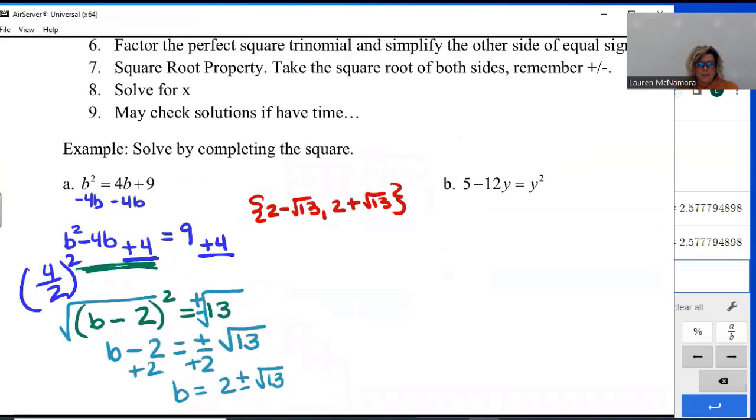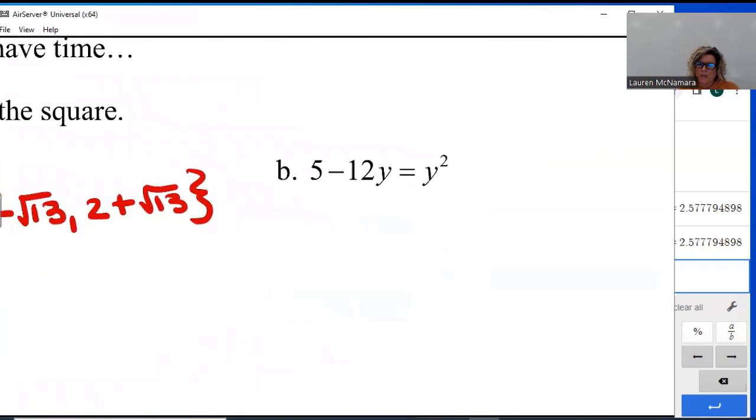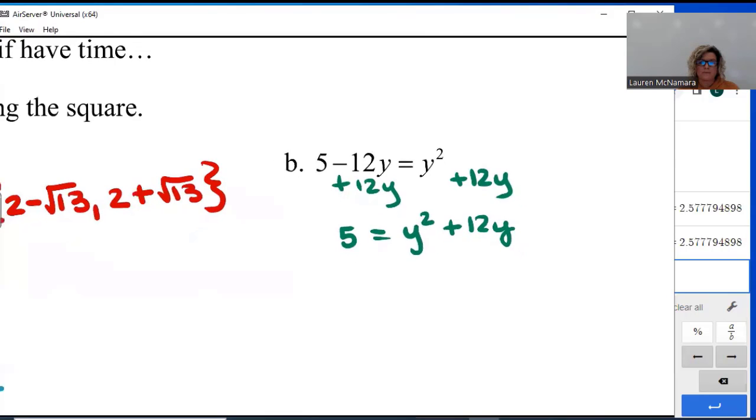All right, let's look at B. Once again, I have that y squared by itself. I have a coefficient of 1 on it. I need that 12 on the same side as my y. So I'm going to add 12y to both sides. So I have 5 is equal to y squared plus 12y.